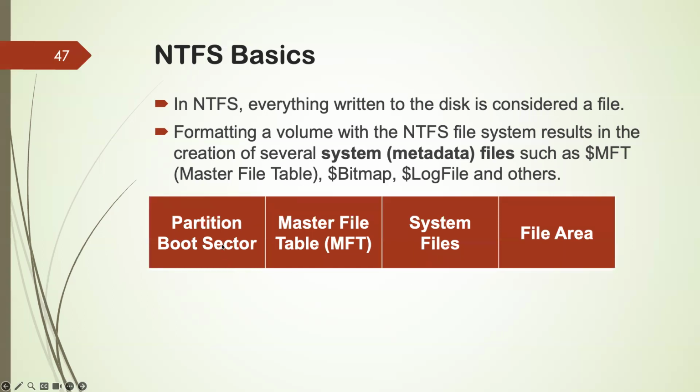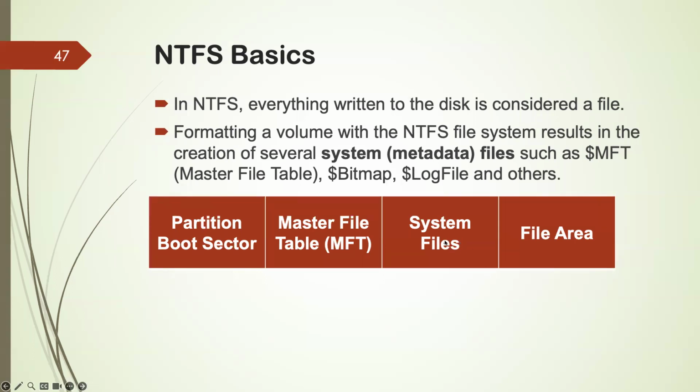So first, similar to the FAT file system, you will have the boot sector. So this is very important. No matter what file system you are using, you need to have the boot sector, which will contain the bootloader and the other information about partitions and so on. Then you will have the MFT table. So in FAT, we had the FAT table. In NTFS, we have the master file table, which contains entries for all the different files and folders.